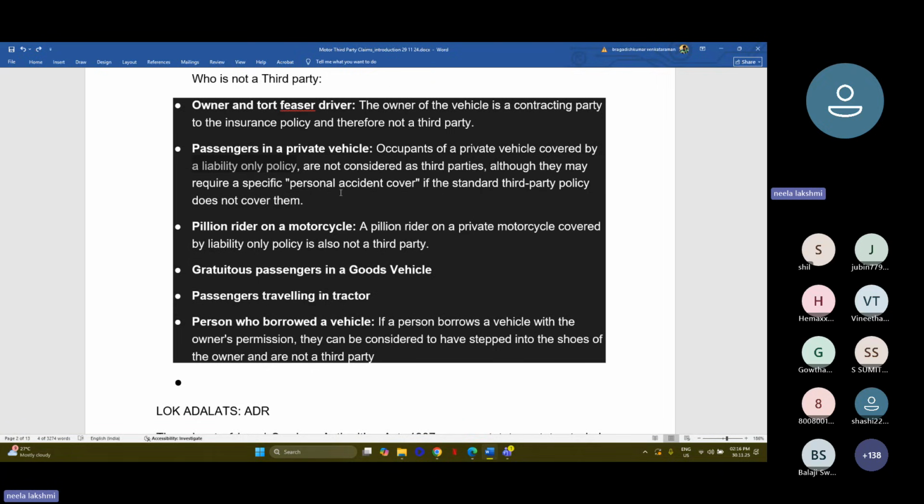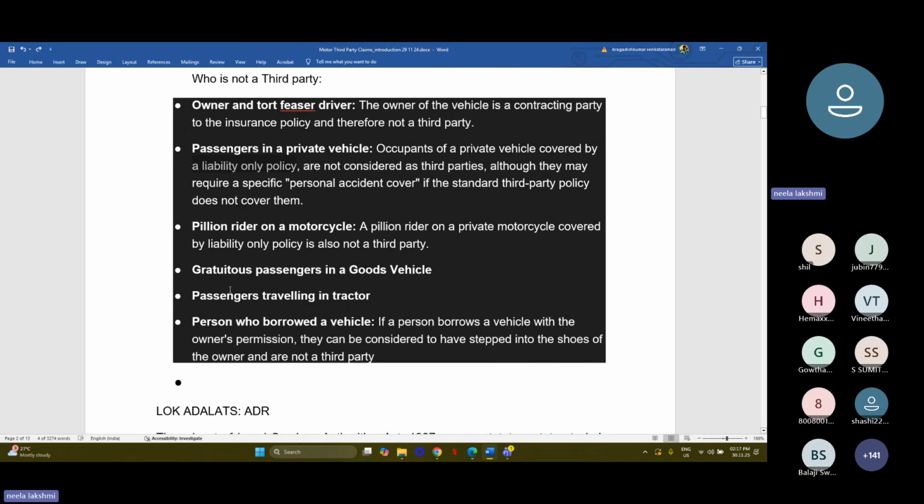So also pillion riders of a motorcycle, where the motorcycle is covered only by the liability only policy, they are not third parties. If it is a package policy, they are automatically covered as third parties.